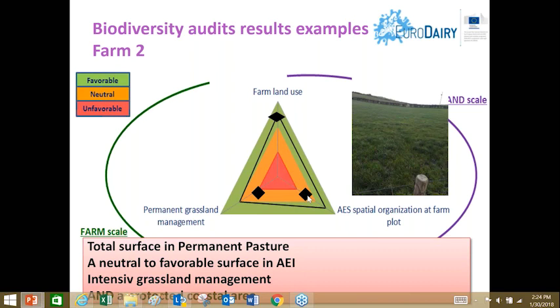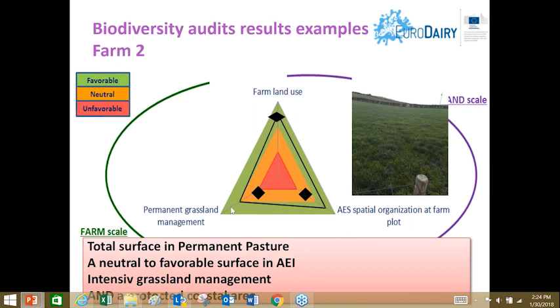Regarding semi-natural habitats, the impact of the farm was neutral because it didn't have so many hedges. Actually, you can see on the photos it had small hedges and not a lot. So in total, the farm didn't represent a lot of habitat for biodiversity.